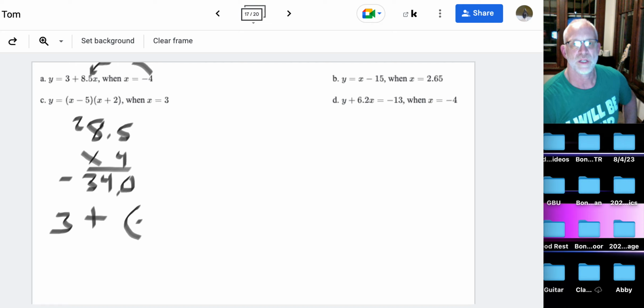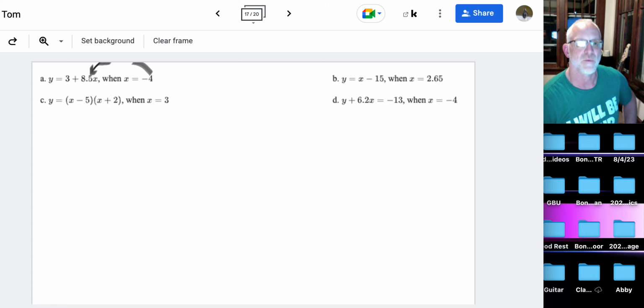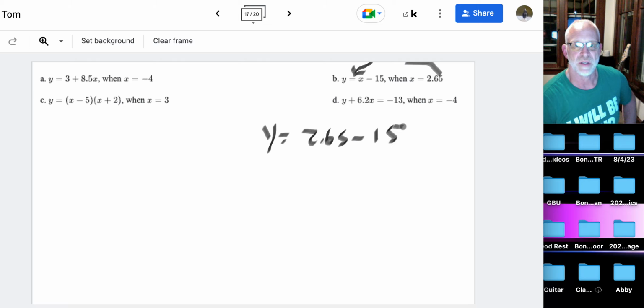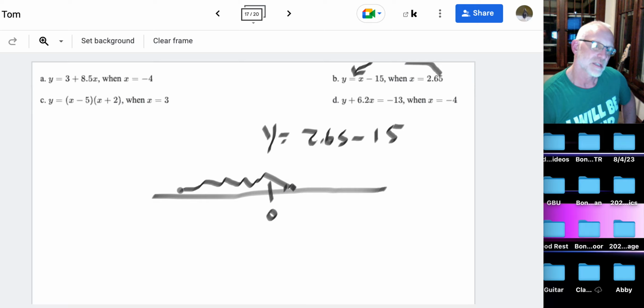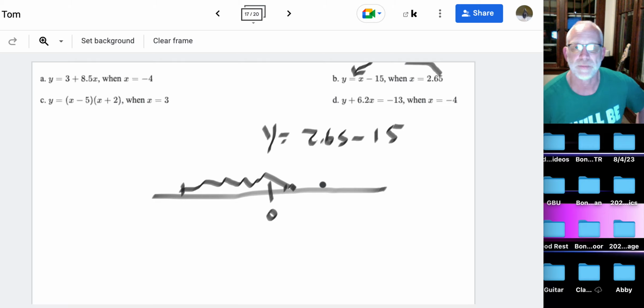B, what is y if y equals x subtract 15? And now for this one, we're going to put 2.65 in for x. So we're going to have y equals 2.65 minus 15, or subtract 15. So think about this. Same thing, we're on a number line. We're going to start at 0. We start at 2.65, and we're going to take 15. So we know we're going to be somewhere in this negative zone over here.